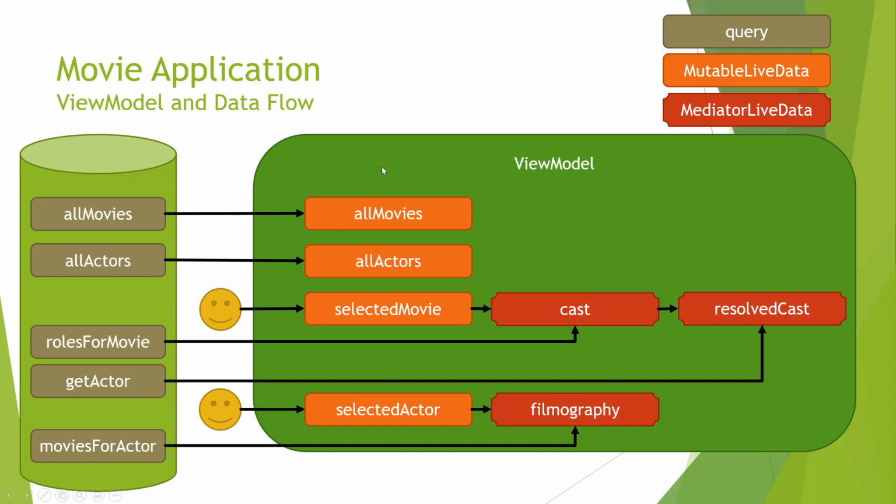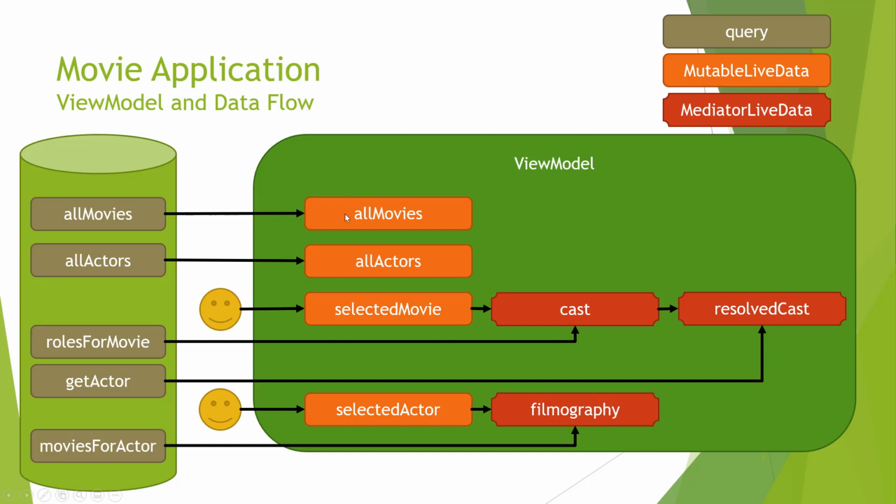The way we're going to structure this is here's our database with those queries inside of it. I'm going to create a view model with a bunch of types of live data inside of it. First of all, these live data here: all movies, all actors, selected movie, and selected actor. These are all going to be mutable live data. And these are not going to be mediators. These are going to be driven by data from the database or data that the user actually selects.